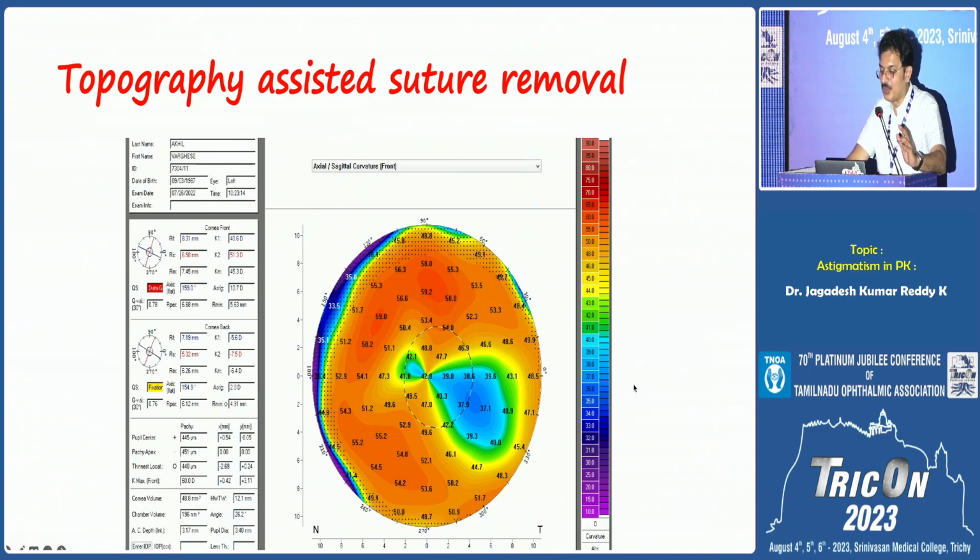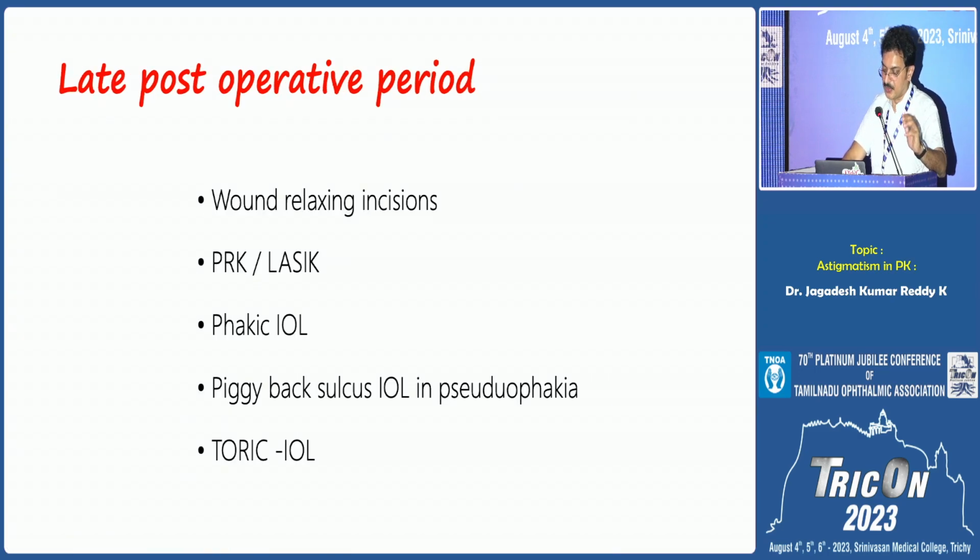Then post-operatively, how you use topo-guided suture removal. For example, this is a case. If you see keratometry, it will show this axis is steep, this axis is flat. The blue side is flat and the red side is steep. But if you take a topography, you have more information. You cut off one suture here, one suture here, and you try to remove here also, it's very steep. Remove one suture here, so it becomes more regular astigmatism. That way the topography helps in suture removal more than keratometry.